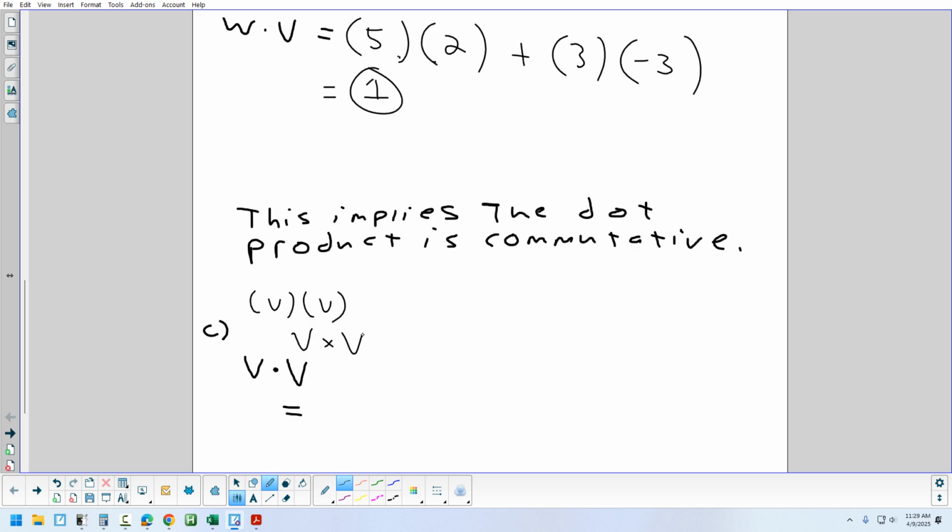So the symbol you use for multiplication is picky in this part, because it's a dot product, so you have to use a dot. If it was a cross product, you would use an x. But those are the only 2 symbols you can use, and we haven't talked about this one yet, so don't worry about it. But I should mention that. All right, so V dot V.